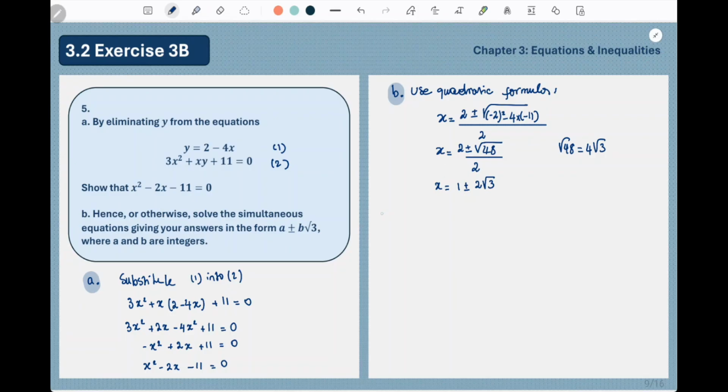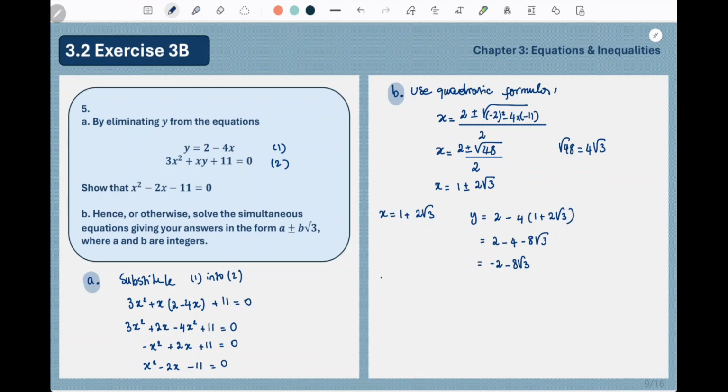So for x is equal to 1 plus 2 square root of 3, y will be, we know it's 2 minus 4x, so 2 minus 4 times 1 plus 2 square root of 3, which is 2 minus 4 minus 8 square root of 3, which is 2 minus 4 is minus 2, so minus 2 minus 8 square root of 3.